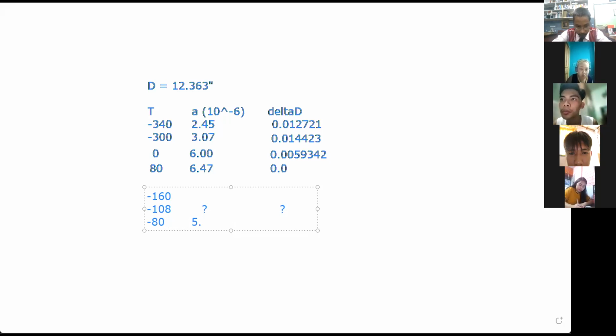5.43. Okay, 5.43. That's correct. How about negative 160? 4.72, sir. 4.72. Okay. So I will show you how to interpolate the value for negative 108. Take note. Put this into your notebook because I will just do it once.